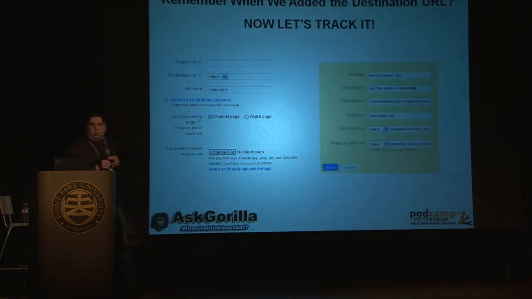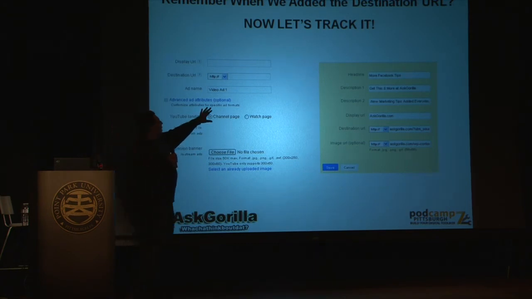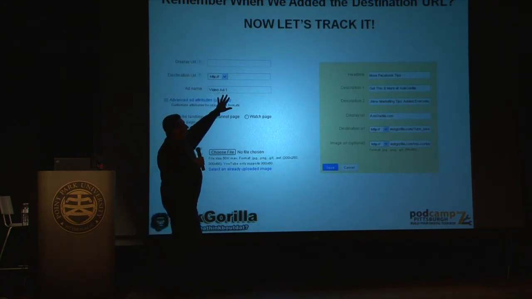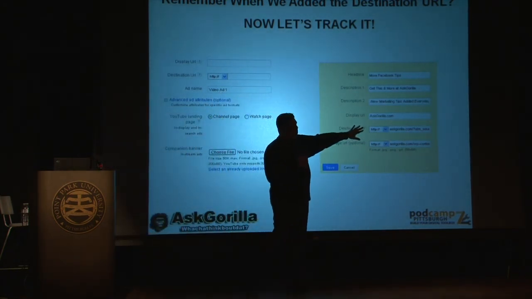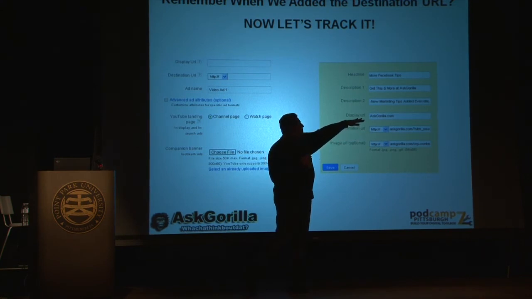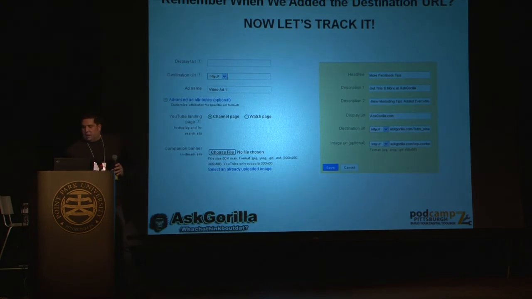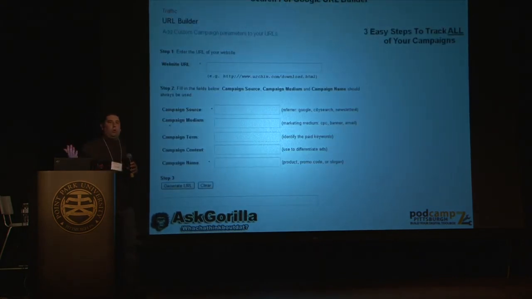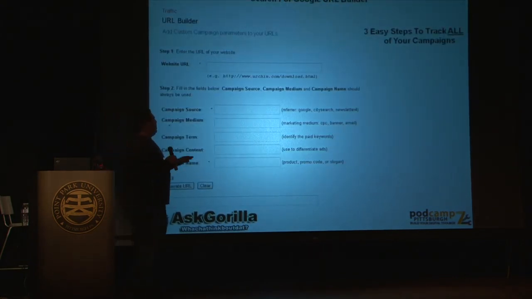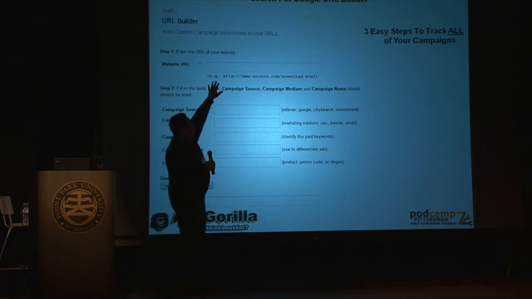If you remember, these are the two forms where I told you about when you first create the ad, you do the destination URL, and if you want to do an overlay, you do a display URL and a destination URL. And here's how you track it. Search for Google URL Builder. Very simple to do.